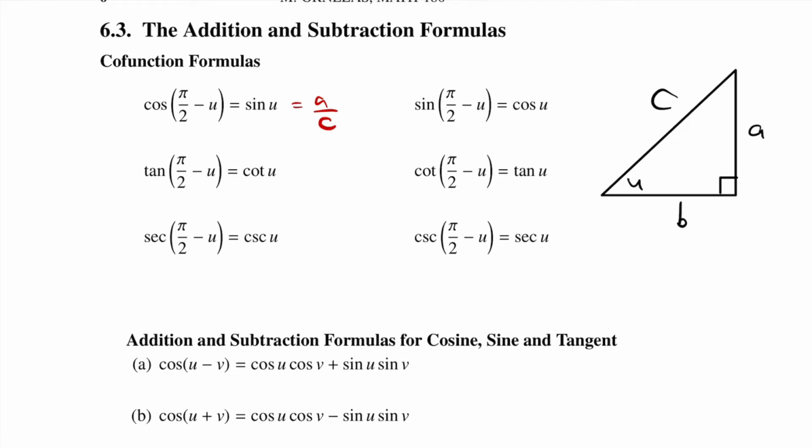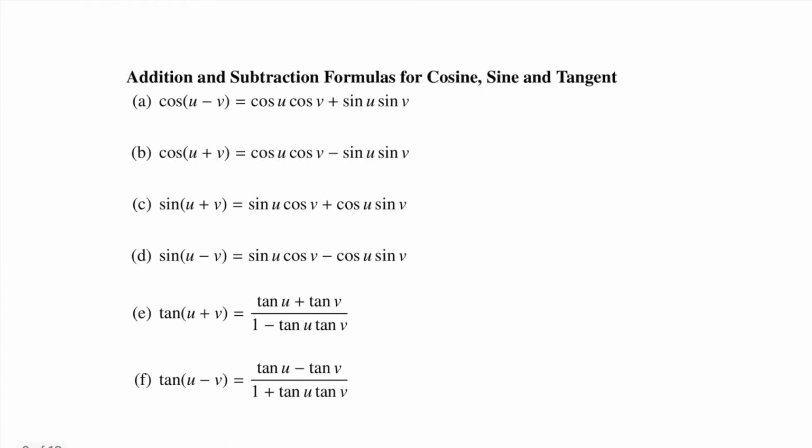So this would be 90 minus U, which is the same thing as saying pi over 2 minus U. Now we know this angle, and if you take the cosine of that angle, you're looking at adjacent over hypotenuse, which is the same thing, A over C. And the same concept applies to the rest of these.